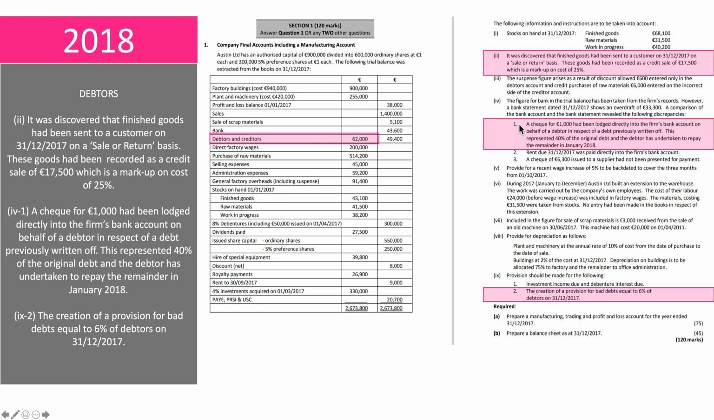And then note 4, part 1, a cheque for $1,000 had been lodged directly into the firm's bank account on behalf of a debtor in respect of a debt previously written off. This represented 40% of the original debt, and the debtor has undertaken to repay the remainder in January 2018. And then part 2, the creation of a provision of bad debts equal to 6% of debtors. Okay, so we'll just take all of them at the same time.